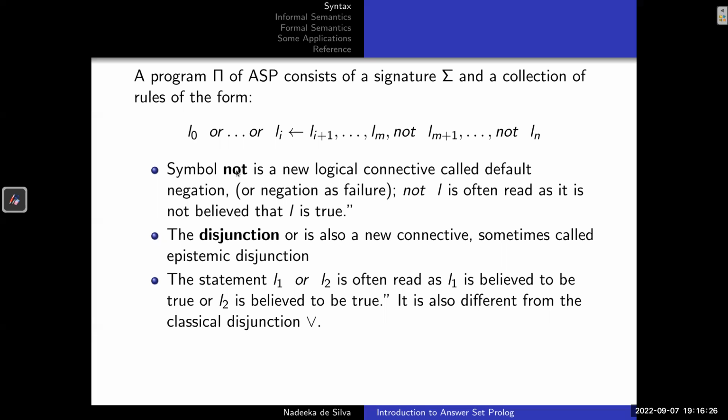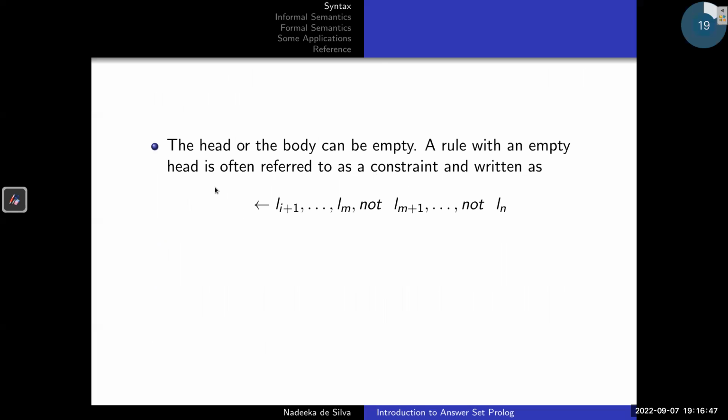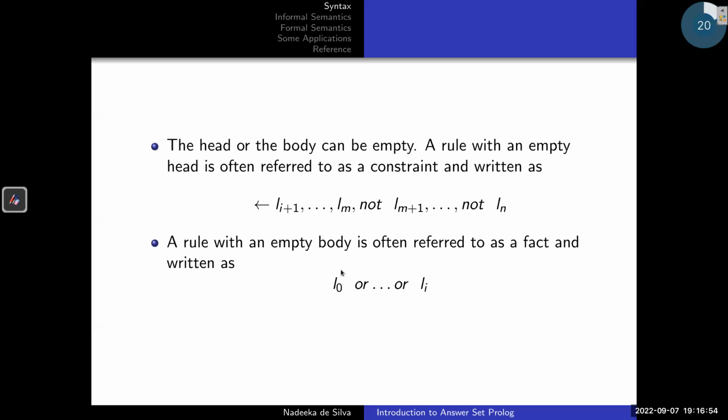I will talk about this not operator later, with examples. The left hand side of the rule is called the head and the right hand side is called the body of the rule. The head of the rule can be empty, then we call it a constraint. And the body of the rule can be empty, then it will look like this, and we call it a fact.